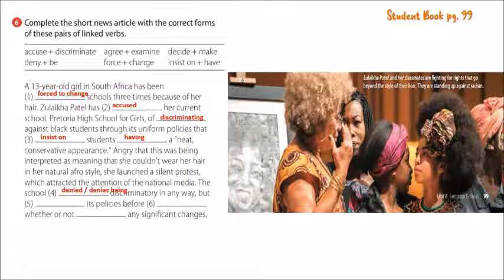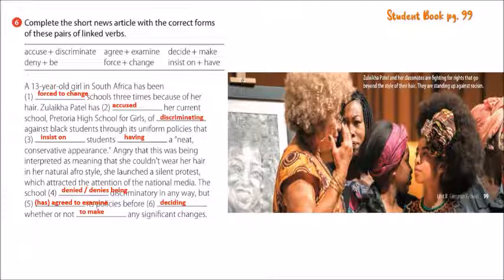The school, we can use 2, right? Denied or denies being discriminatory in any way, but has agreed to examine its policies before deciding whether or not to make any significant changes. Okay, excellent. So if we look at the image on page 99, it says Sulaika Patel and her classmates are fighting for rights that go beyond the size of the hair. They're standing up against racism. So guys, what would you do if this happens to you? What would you do?